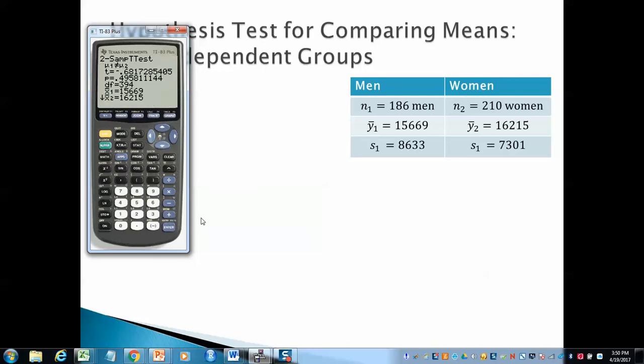Bam! There we get it. So t equals negative 0.6817. This is cool. Look at this. P-value is 0.4958. You know what that means. If the p is low, the null must go. So we're not going to reject. We're going to fail to reject the null hypothesis. Now note that this t value is slightly different from what we found, and that's because we pooled it. If we had not pooled it, we would have gotten what we got just calculating it a little while earlier.